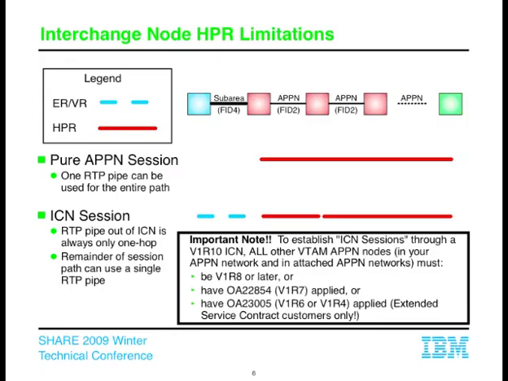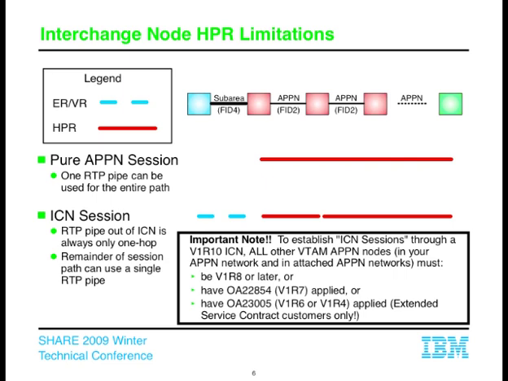There's one point I want to make here about some interchange node implications or limitations when we're talking about doing the HPR function. There's a whole history behind this that I'm not going to go into right now. There are probably other presentations on it if you look for them. But the bottom line was this.